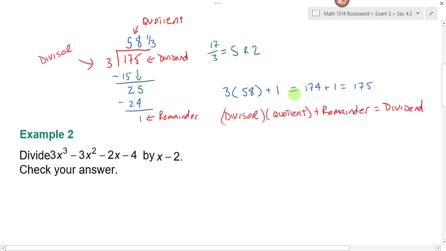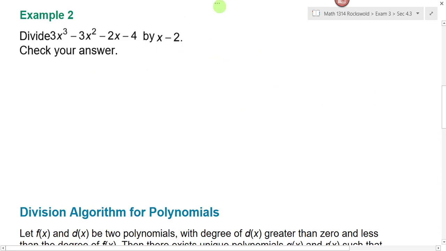I want to explain how this works with numbers because we use the same process when we're dividing polynomials, and we use the same terminology. So in example 2, when I'm asked to divide this polynomial by x minus 2, what I'm dividing is my dividend. It goes underneath the division symbol here. So this is going to be 3x cubed minus 3x squared minus 2x minus 4. Then we put our quotient out front. So this is the quotient, this is the dividend.